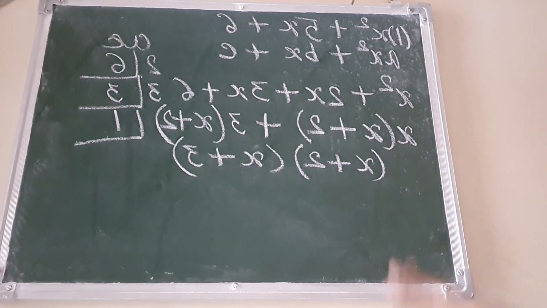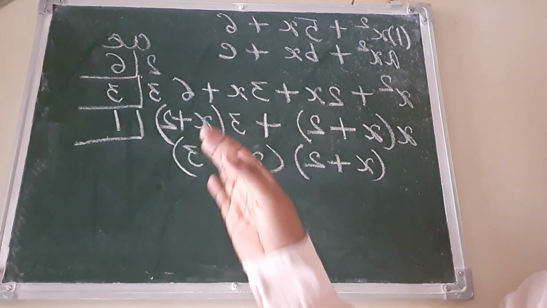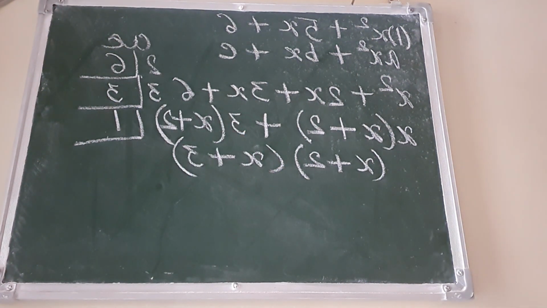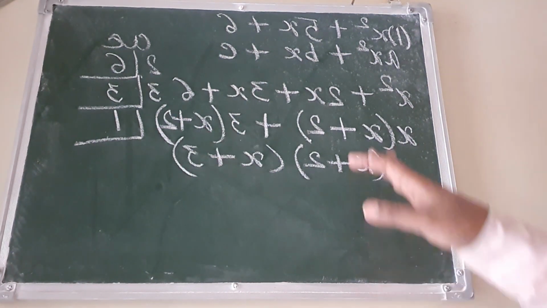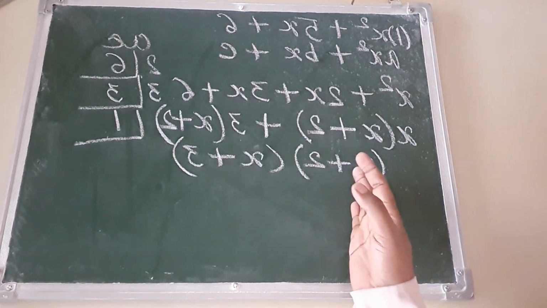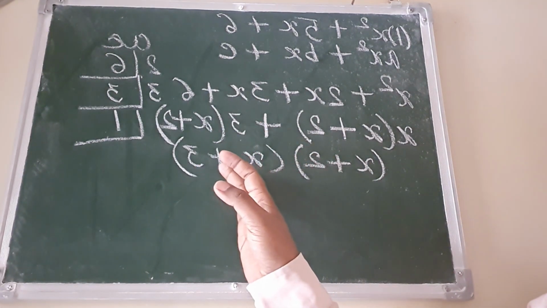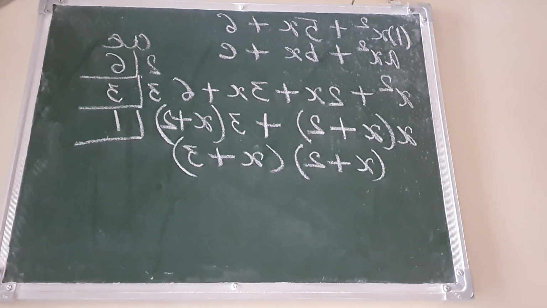So here taking x common from the first two terms, it is coming out to be x plus 2 in the bracket. Taking 3 common from the last two terms, it is coming out to be x plus 2 multiplied by 3. So taking x plus 2 common from these two terms, it is x plus 2 and the remaining is x plus 3. So the factors are x plus 2 and x plus 3. So I think you all might have understood this question. So we are proceeding to the next question.